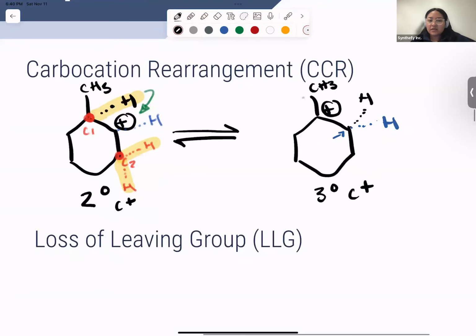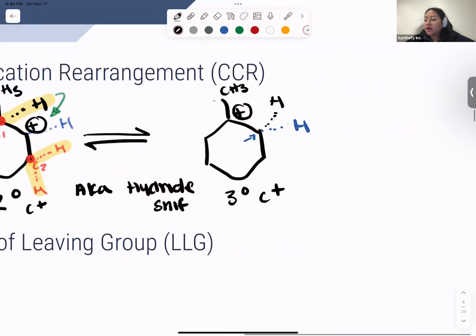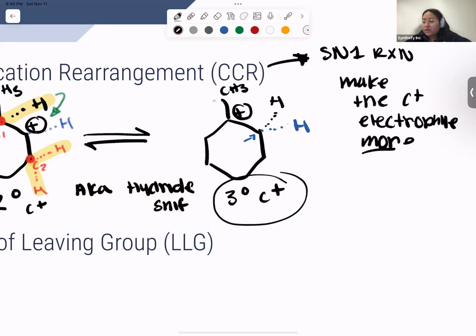You will usually see this. And also, as we said earlier, this is also known as a hydride shift. Usually we do carbocation rearrangements, abbreviated as CCR, for SN1 reactions, because those are the reactions that have a positive carbocation intermediate. And why do we do a carbocation rearrangement? Because again, tertiary carbocations are much more favorable. And sometimes you can go from a primary to a secondary. It just depends on the molecule that you're dealing with. But this all happens to make the C plus, or your electrophile, more stable.